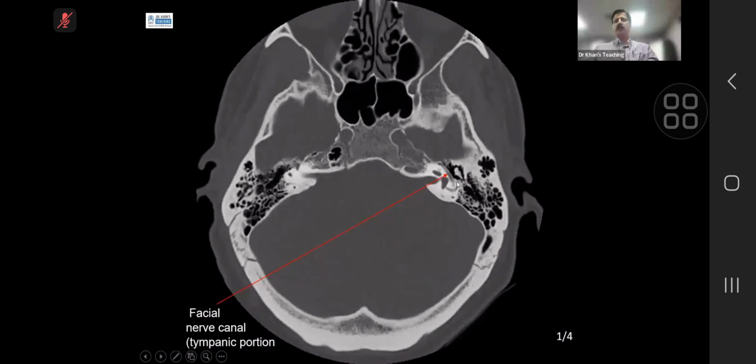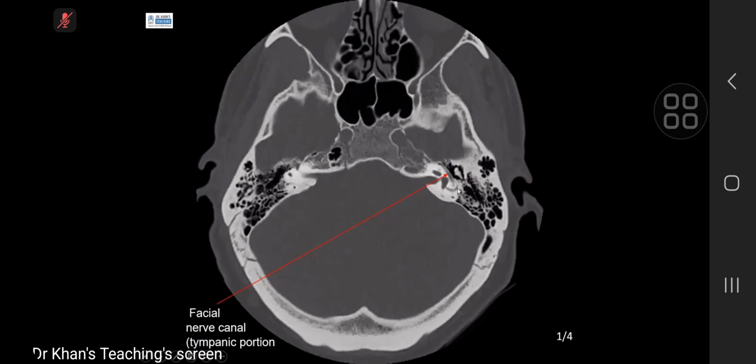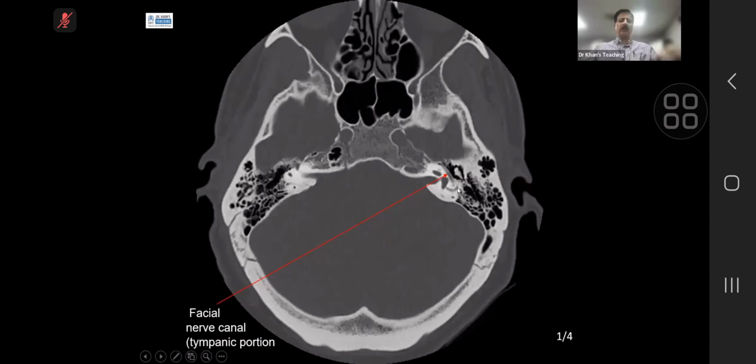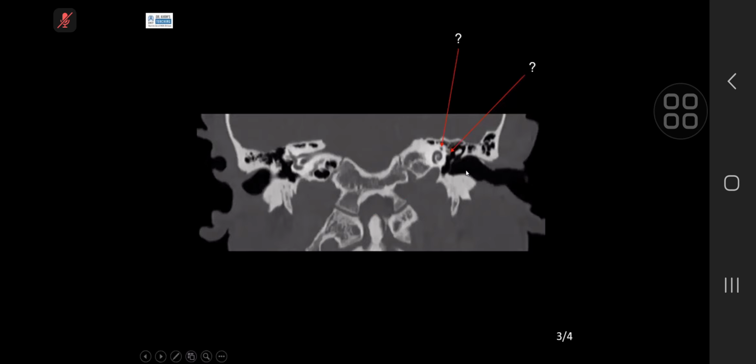So my question is, let me ask you in different, direct words. The tympanic portion of facial nerve passes underneath this structure. This is a hint. And okay, that's the semicircular canal, but it's the lateral one, the lateral semicircular canal. Excellent, well done. Now, these are the two owl's eyes, right?